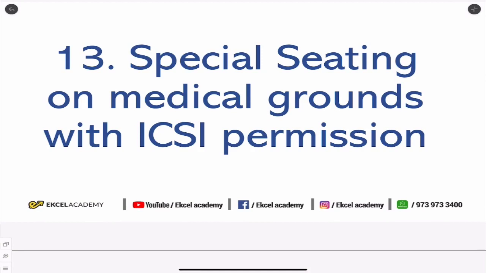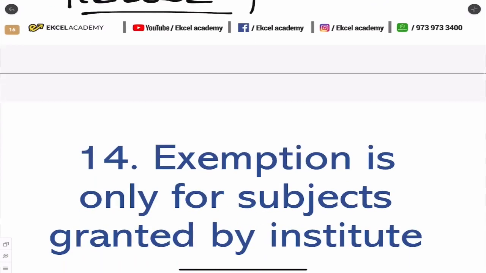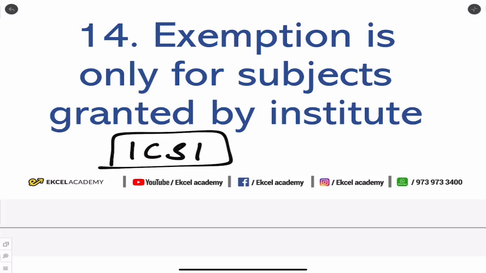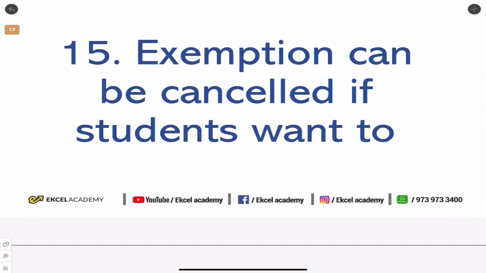Next instruction is special seating for medical grounds. So if anybody is physically challenged, you have to write a letter to ICSI and get the permission for your special seating. Exemption is only for subjects granted by the institute. So if you get an exemption, we need to make sure that whatever ICSI has given, only for that subject you can get exemption. And next is also about exemption.